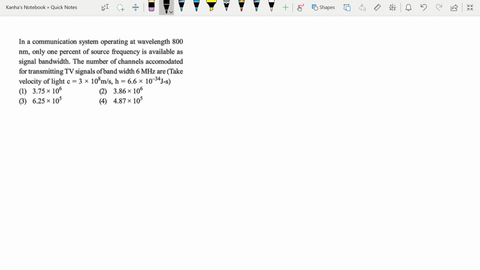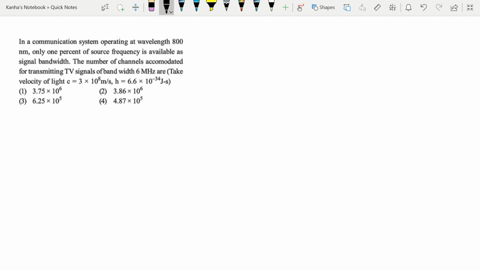So in this question, you see that in a communication system operating at a wavelength of 800 nanometer, only 1% of the source frequency is available as signal bandwidth. The number of channels accommodated for transmitting TV signals of bandwidth 6 MHz are, they've given the velocity of light and the Planck's constant.